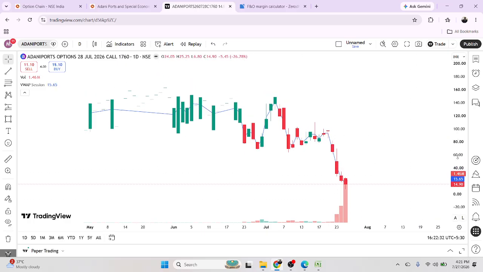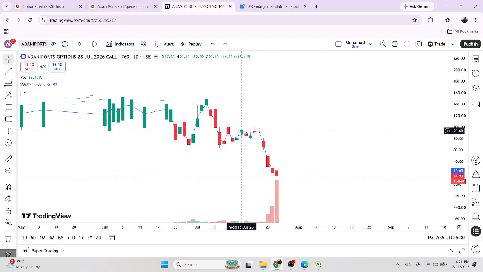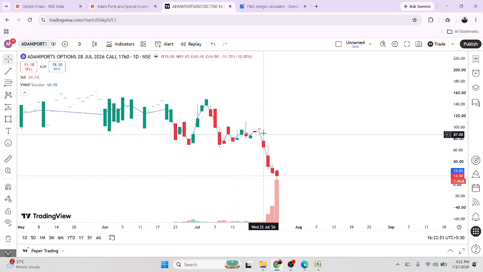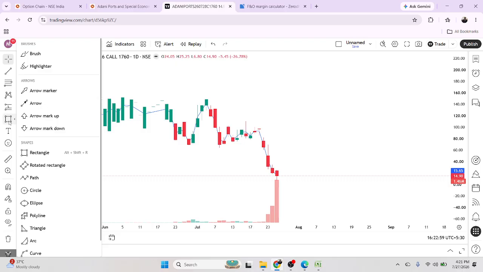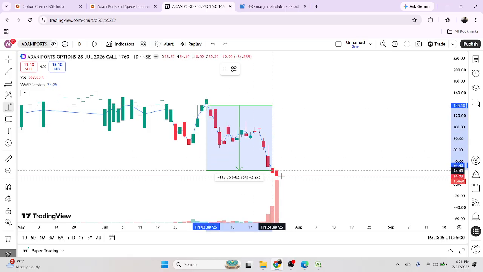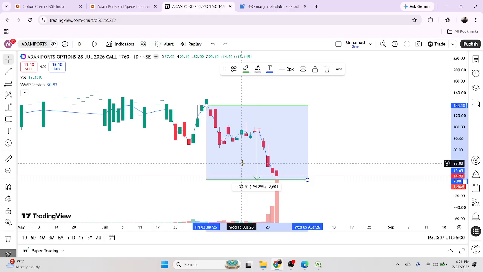If you make the same strategy at the starting of this month, on the 1st or 3rd of July, the initial value was 145 points. And you can see that in the entire month, due to the time decay, the value has come down to this point, 18 points. So if you made this strategy at the start of this month, you could have made this much profit, 130 points. So this is due to the time decay.